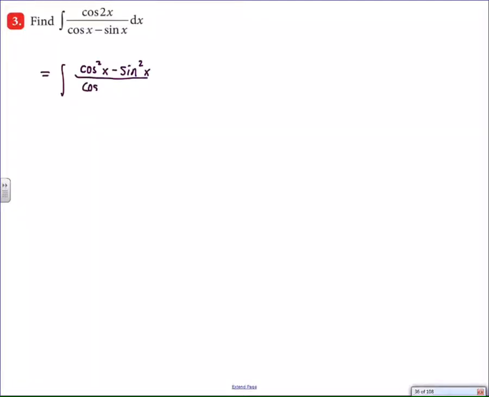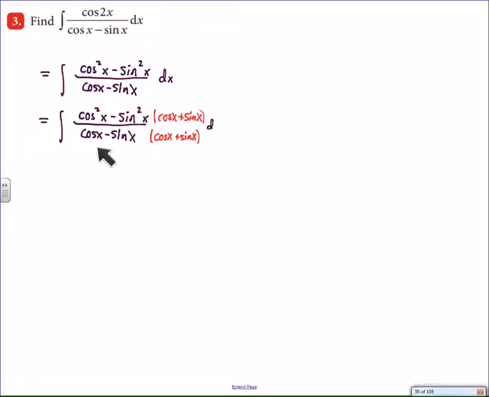One last problem. This time we have the integral of the cosine of 2x over the cosine of x minus the sine of x. And here again, we've got the whole thing about trig identities. The cosine of 2x, recall, has 3 different variants, and I'm going to choose this one, cosine squared of x minus the sine squared of x. And now here, I got a little ahead of myself, and I saw the opportunity to use conjugates, so I conjugated the denominator so that I can get the denominator to look like the difference of 2 squares.